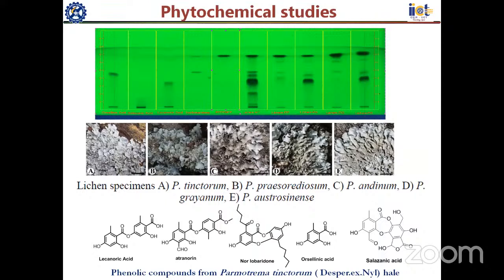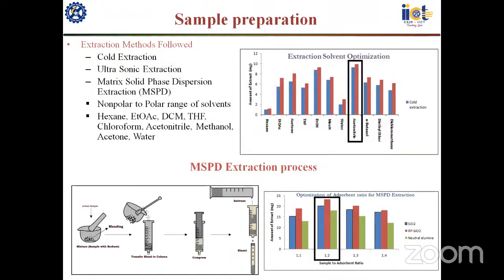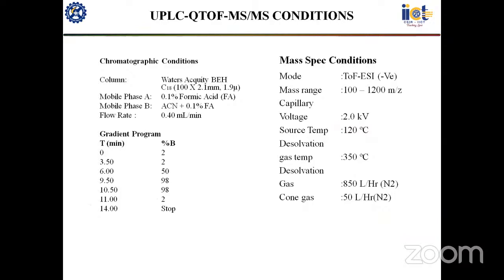in the other lichens. Initially we developed the TLC pattern of these lichens along with the standard compounds. We developed the method by choosing different extraction methods, starting from cold extraction, ultrasonication, MSPD, and non-polar to polar solvent washing with different solvents. Finally, MSPD extraction gave a good yield, and we optimized the solvent, acetonitrile. With these optimized conditions, we moved to UPLC Q-TOF conditions, where we optimized the chromatographic conditions as well as the mass spectrometry conditions.